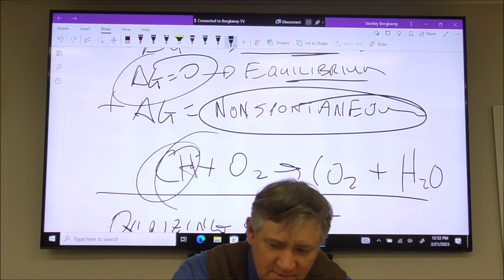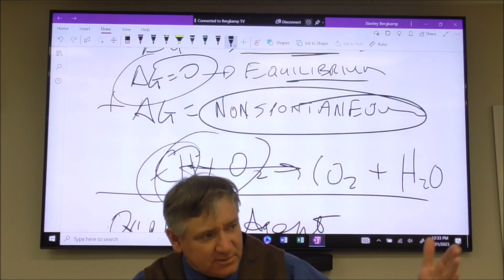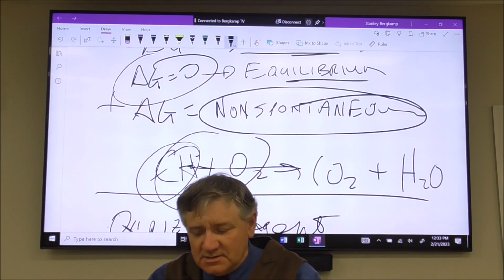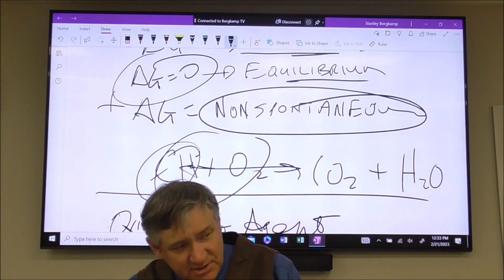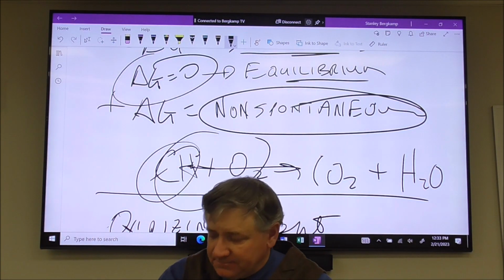Once you get the reaction started, it's spontaneous, which means the overall delta G for this reaction is going to be a negative value. So here's the classic example. In this direction, it is spontaneous.